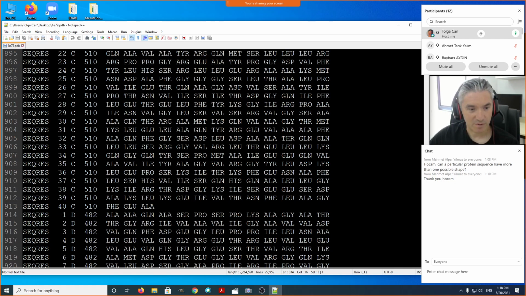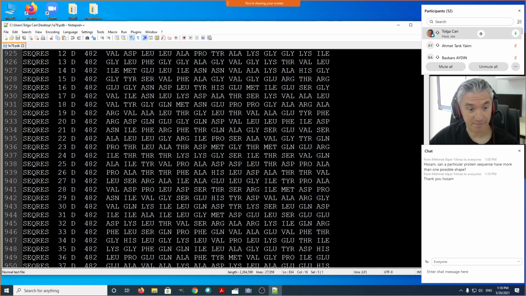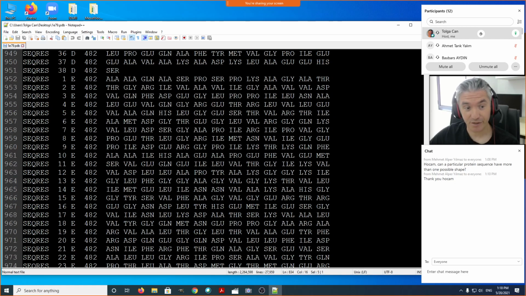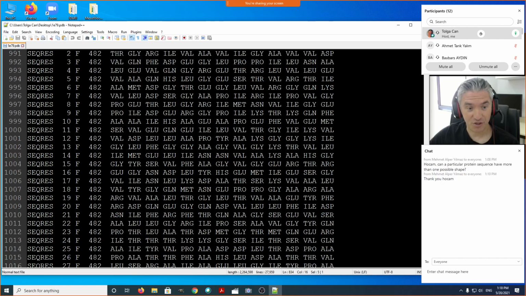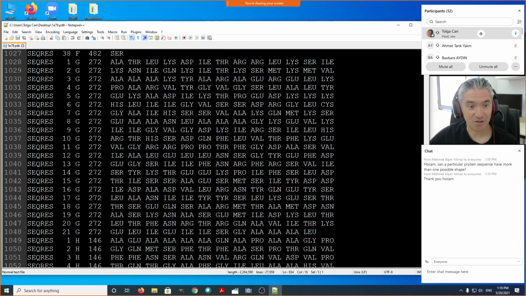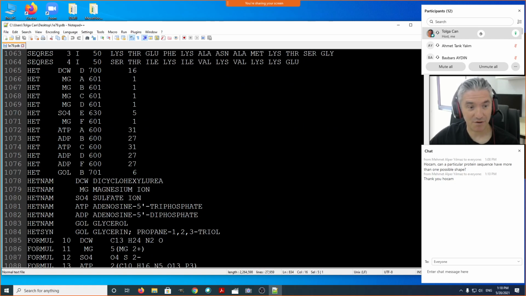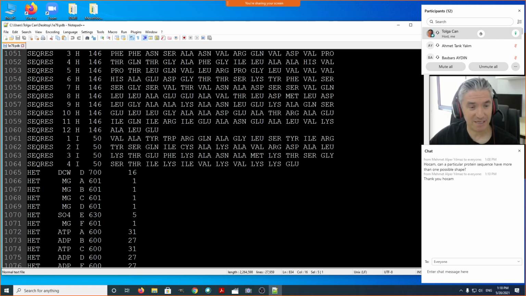So, there's also the D chain. Okay, A, B, C, D, E chain, and an F chain with different numbers of amino acids. So it's a really big protein structure with a lot of chains. So this is the sequence.